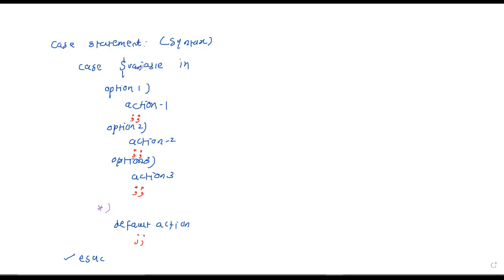Correct. Suppose we have some variable, and if you enter option 1, that means the variable is equal to option 1. If this is not the case, option 1 is not entered. If we enter option 2, this action takes place. If we enter option 3, this action takes place. And suppose you entered any value other than option 1, option 2, option 3, in that case you will get this action.